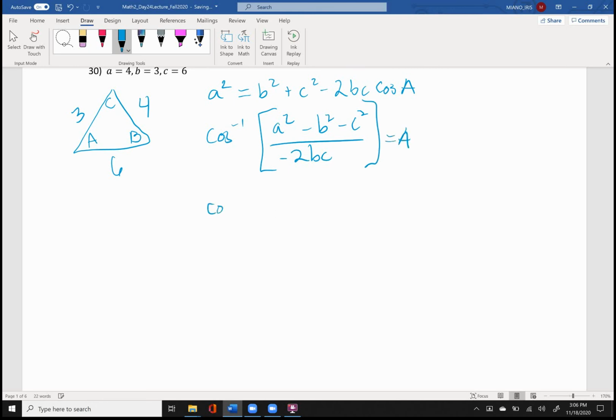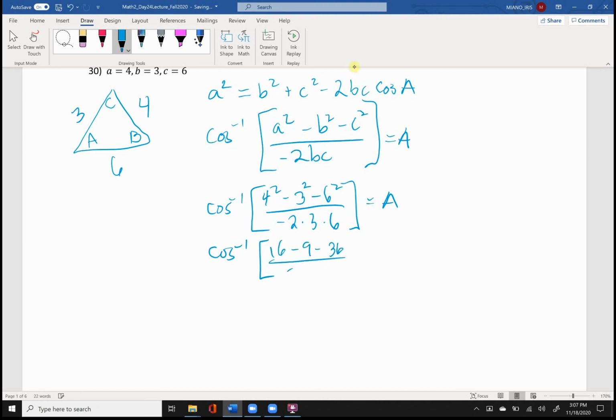Here we go. So the thing that you're actually plugging into your calculator will be, what's A again? 4 squared minus 3 squared minus 6 squared all over negative 2 times 3 times 6. Okay, that equals A. We could do some more simplification before we reach for our calculator though, which will be cosine inverse of 16 minus 9 minus 36 all over negative 36.